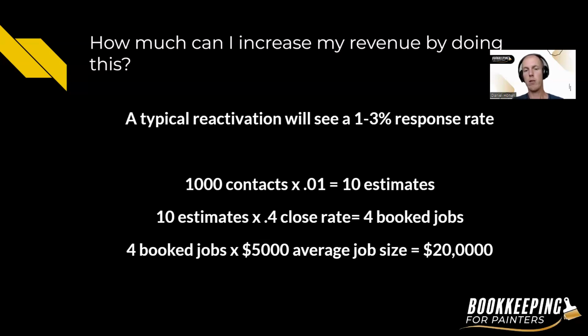Usually the close rate is higher on these types of estimates because these are folks that you've worked with in the past, and presumably if you do good work, they probably like you. So let's say 4 booked jobs with an average job size of $5,000, that's $20,000. And that's kind of a lower average job size. Nowadays it's pushing $10,000. Some folks even have a $15,000 average job size. So it could be anywhere from $20,000 to an additional $40,000 or more in additional revenue.